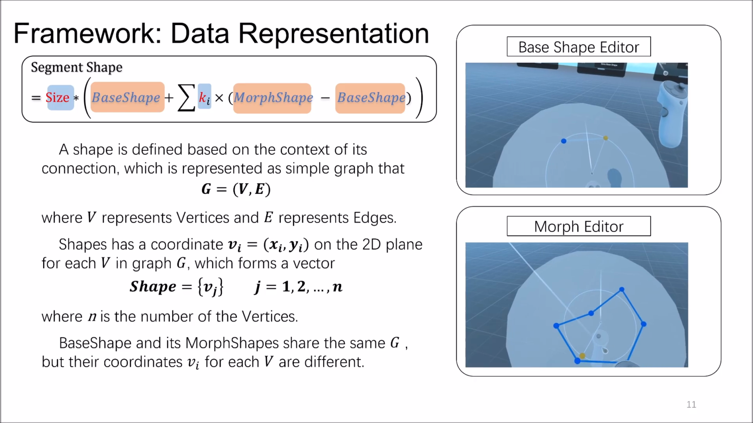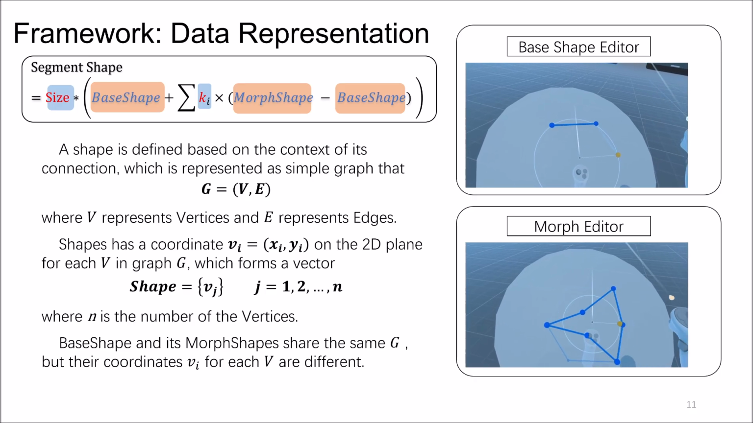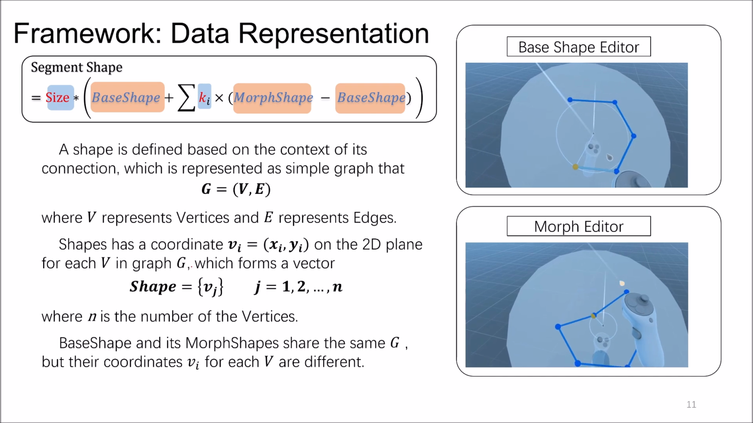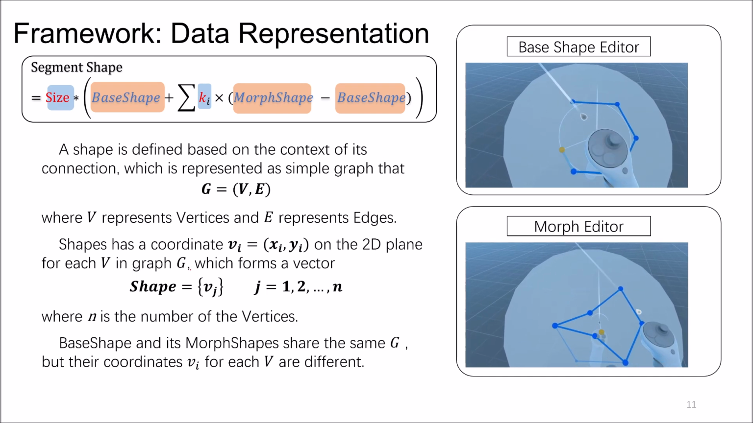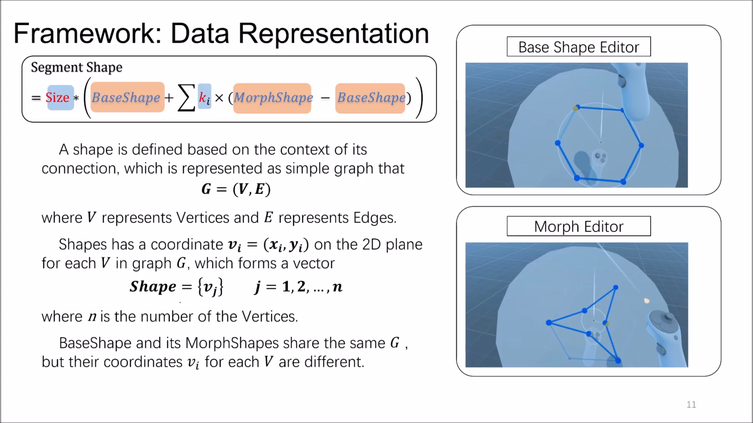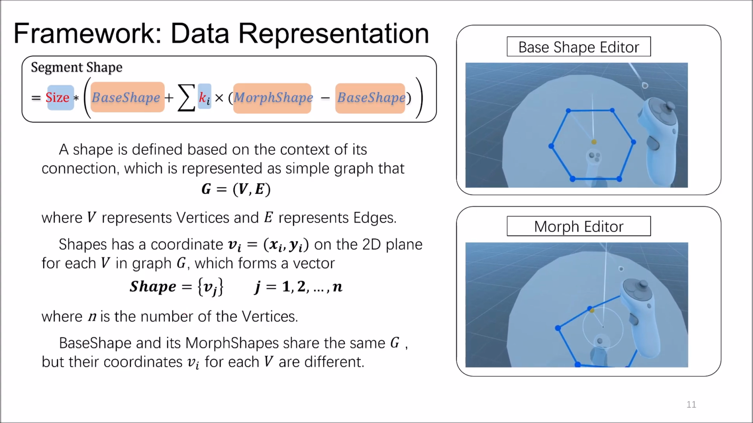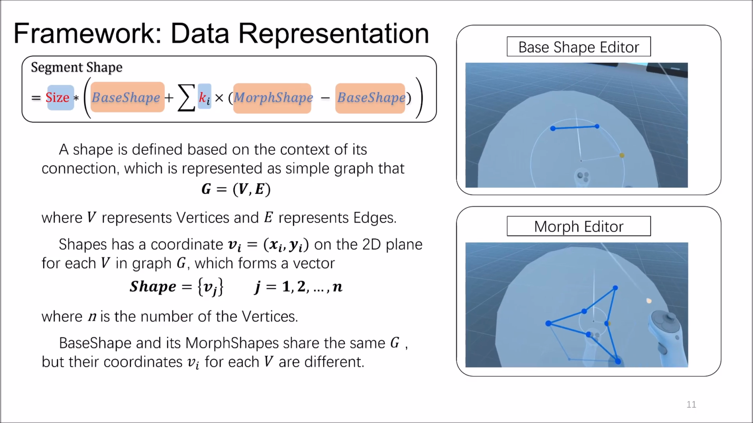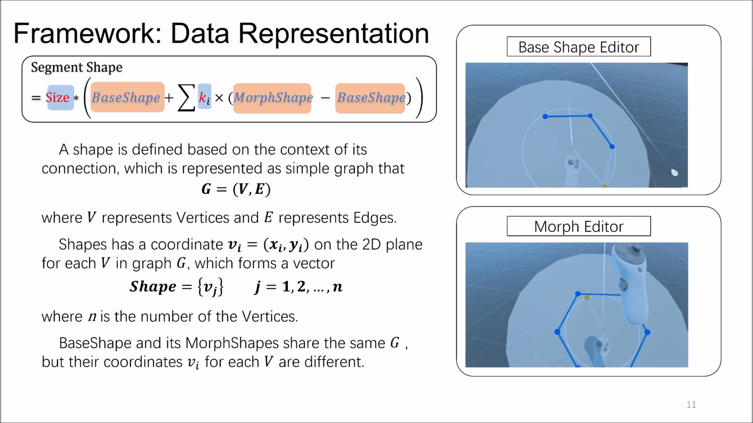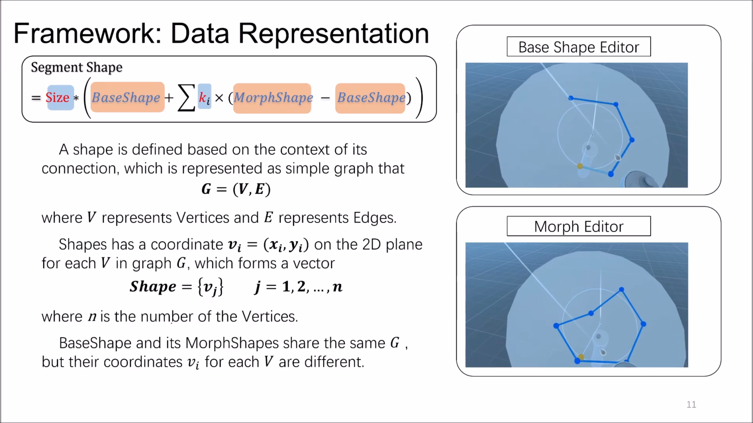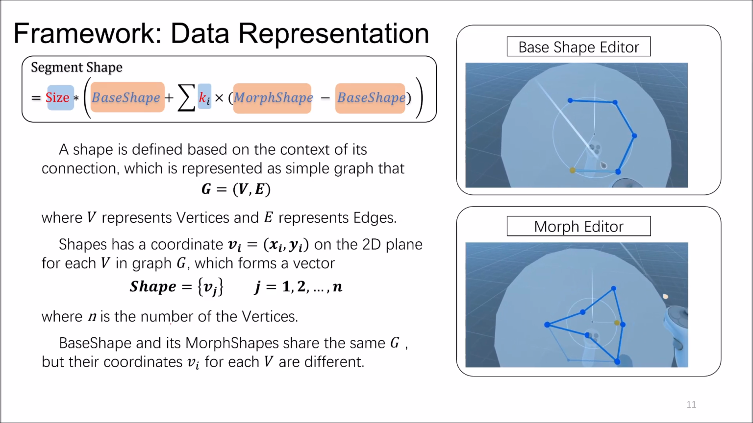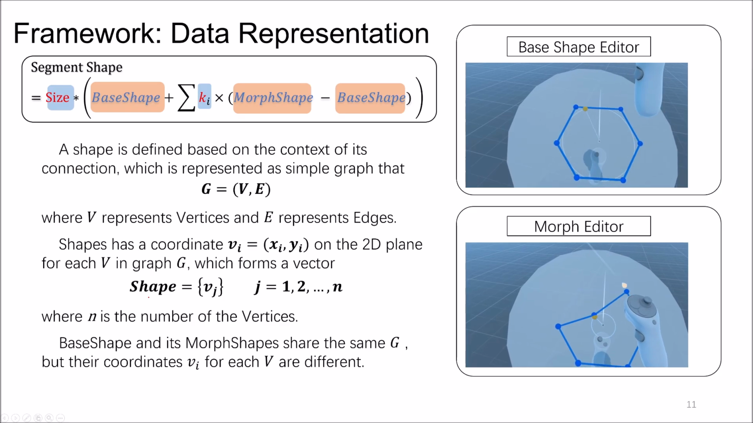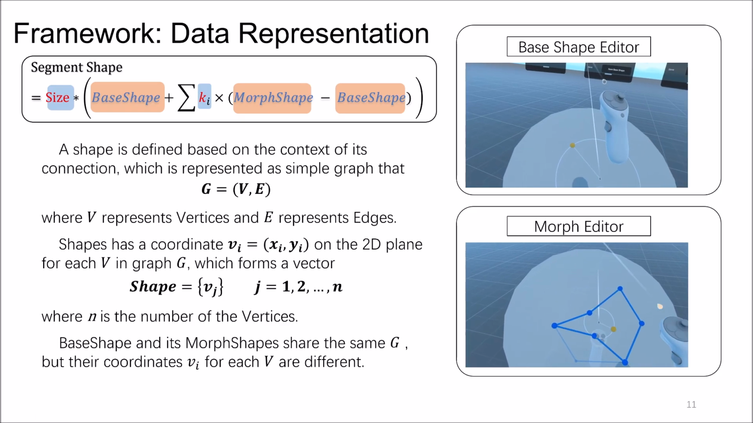Section shapes are defined in the context of a simple graph. The simple graph defines how the points are connected by segments, and each point has coordinates, by placing points and segments. The base shape editor defines the graph itself and the coordinates of the points, while the morph editor uses the same graph to define the new coordinates for each point by moving existing points.